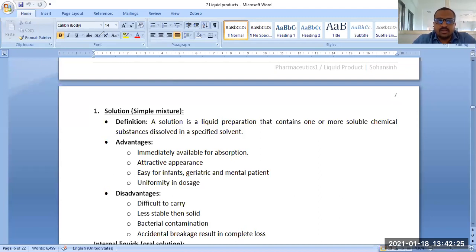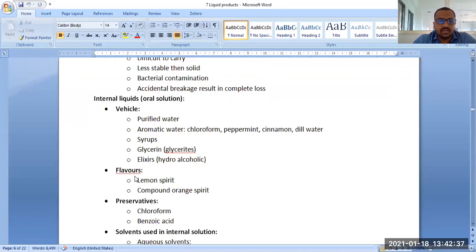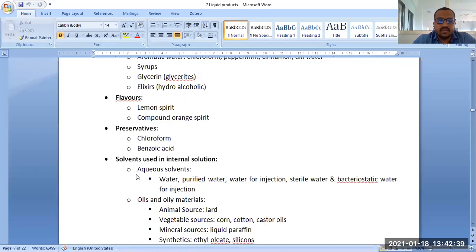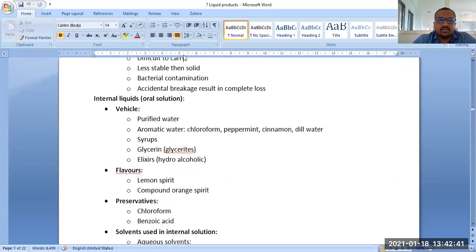Okay. Any problem up to this? These are the advantages and disadvantages of every monophasic liquid preparation. Not only for solution, but you can mention them for every preparation. Okay. So we can go forward.